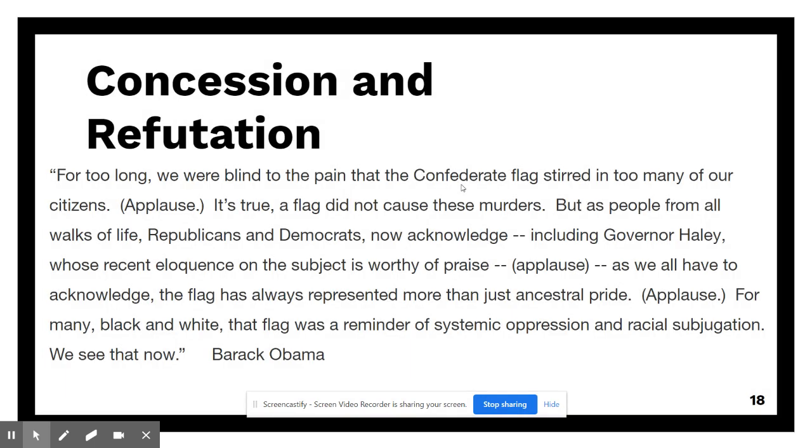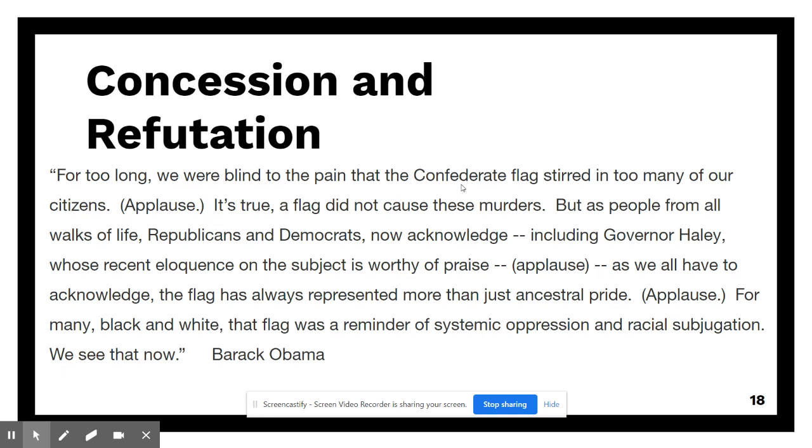This is from Barack Obama's speech and eulogy for Clementa Pinckney. He says, for too long, we were blind to the pain that the Confederate flag stirred in too many of our citizens. It's true, a flag did not cause these murders. But as people from all walks of life, Republicans and Democrats, now acknowledge, including Governor Haley, whose recent eloquence on the subject is worthy of praise, as we all have to acknowledge, the flag has always represented more than just ancestral pride. For many, black and white, that flag was a reminder of systemic oppression and racial subjugation. We see that now. So you should see here that he's following the exact same pattern.